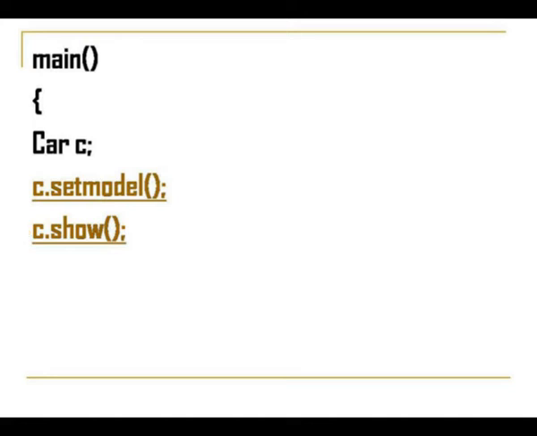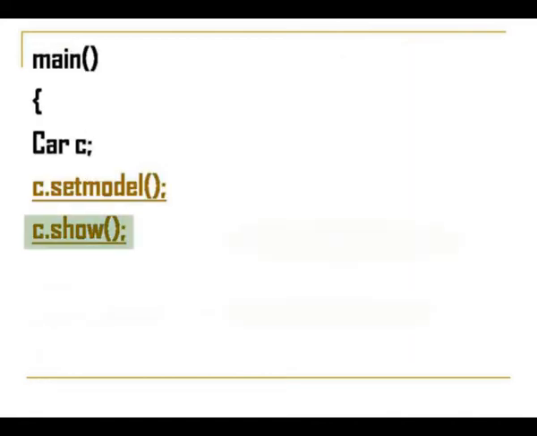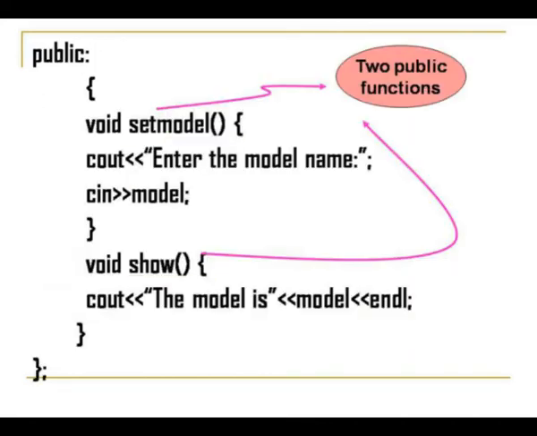So, when this particular statement is seen by the main function, it will immediately come to this particular function, and it will ask to enter the model name, and it will take in some model. Next you have C dot show, whatever model was input by the user, that will be displayed over here. Cout, the model is model. So, for these 2 functions there is no problem accessing them, because they both are public in nature.